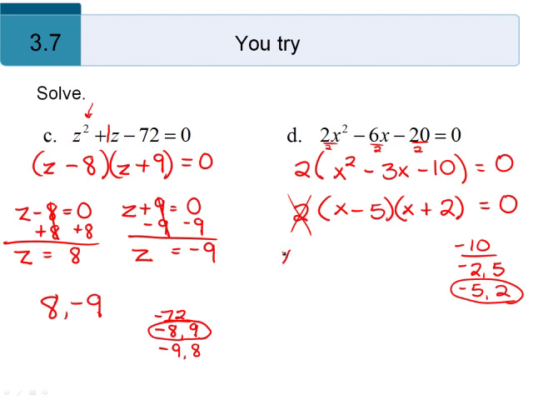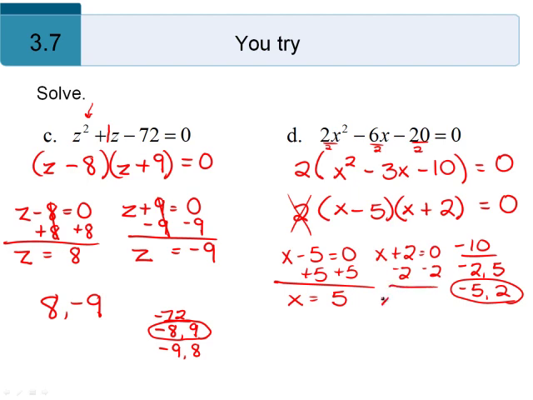No, we're going to put these two factors equal to 0. x minus 5 equals 0 and x plus 2 equals 0. So we add 5 to both sides. So x equals 5. And over here, subtract 2 and x equals negative 2. So our two answers there are 5 and negative 2.